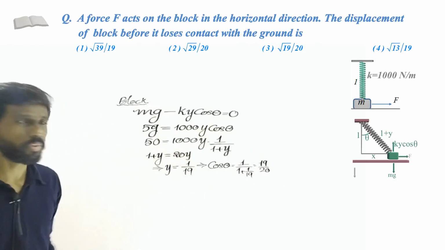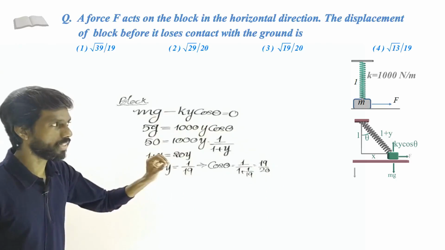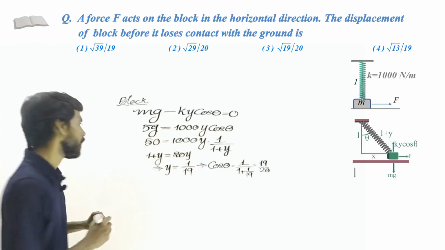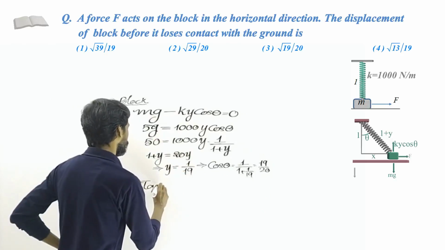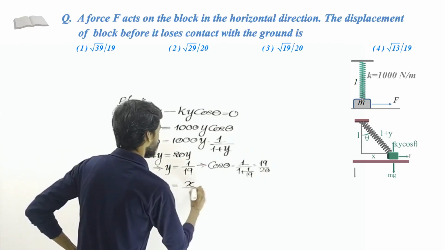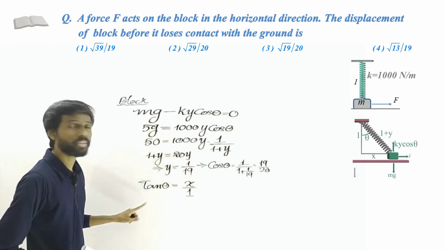Now what we have to find? The value of x. So how to find the value of x? Again use the same right angle triangle. Let us take tan theta. So what is the value of tan theta? Tan theta is equal to the opposite side x divided by the adjacent side, that is 1. So x equals tan theta, that's all.